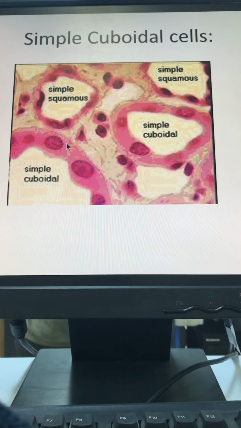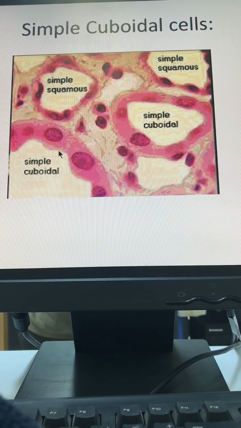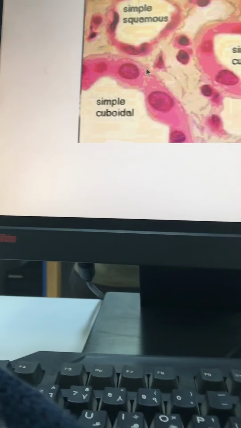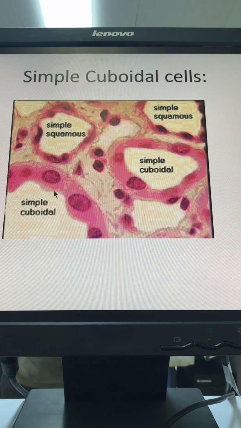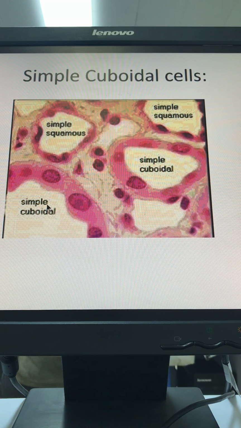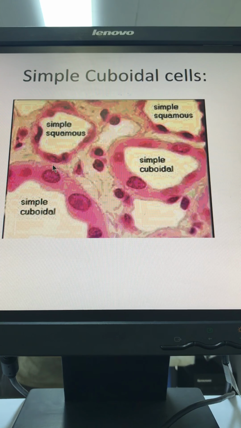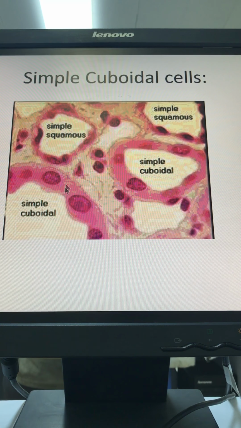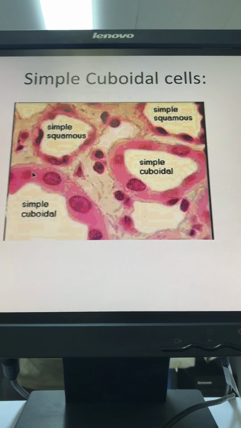Structure. Now we have a single layer, one layer. This is the basement membrane, and this is the basal part of cells or tissue. This is the apical part of the cells, towards the space here, the lumen of my structure. We have one nucleus. The nucleus shape is rounded. Then this tissue is simple because we have one layer, cuboidal because of the shape of the nucleus, rounded nucleus. Then I can guess that the shape of cells is a cube-like.